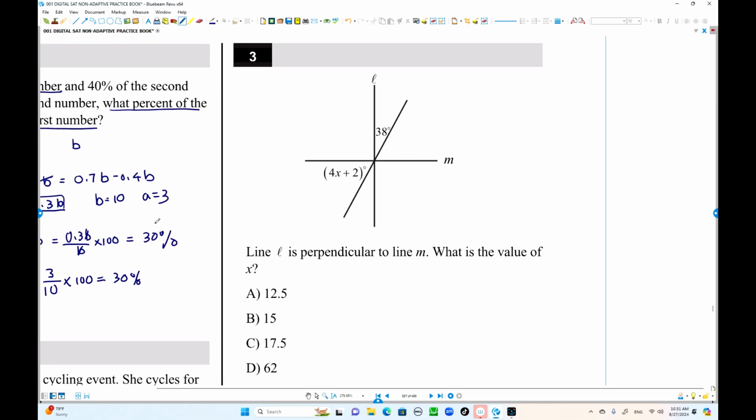All right, number 3. L is perpendicular to line M. What is the value of X? So this 30 on the other side is the opposite angle, which is a vertical angle. So this is a perpendicular, which makes a right angle. Sum of these two angles equals 90 degrees, okay? 4x plus 20 plus 38 equals 90. This is a 40, right? So this must be 50. So 4x equals 50, you can divide it by 4, x equals what? 12.5. Okay? Option A is the answer.